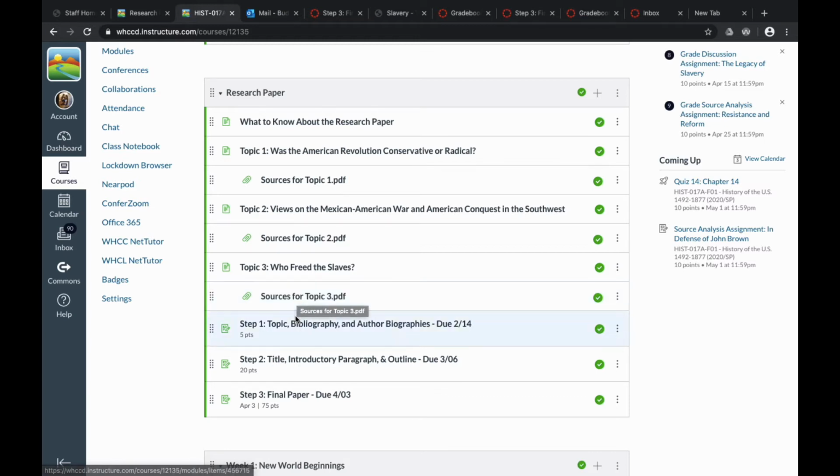Below that, we have the 3 steps of the research paper. Step 1 is where you choose the topic, one of these 3 topics, and you declare that. You create a bibliography for all of the required sources. I'll show you where to find that information.